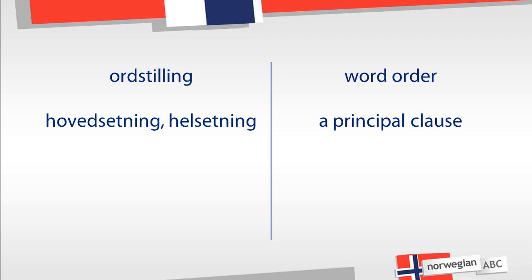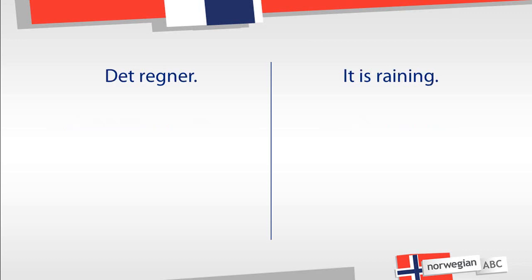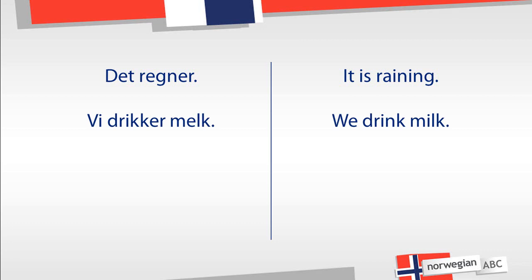A principal clause, hovedsetning or helsetning, may exist independently and is comprised of a subject and predicate at least. For example, det regner. It is raining. Vi drikker melk. We drink milk.